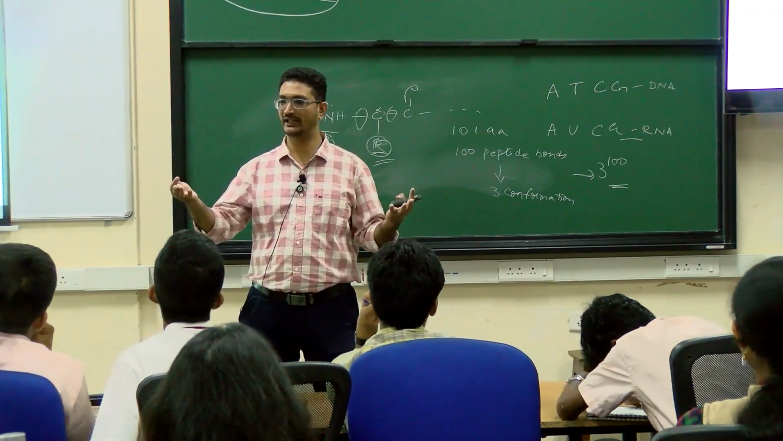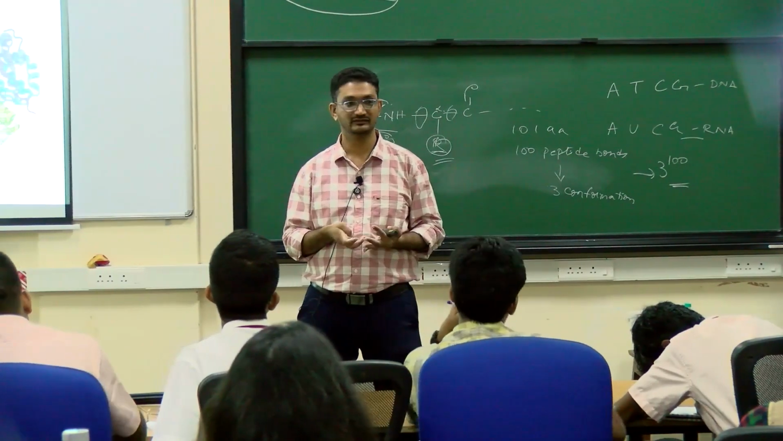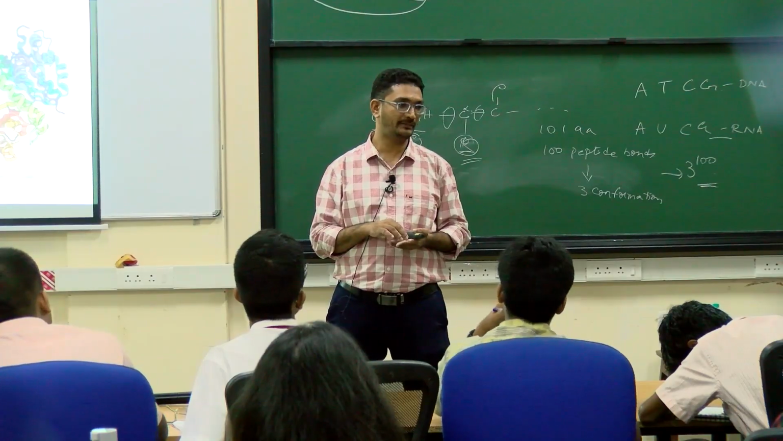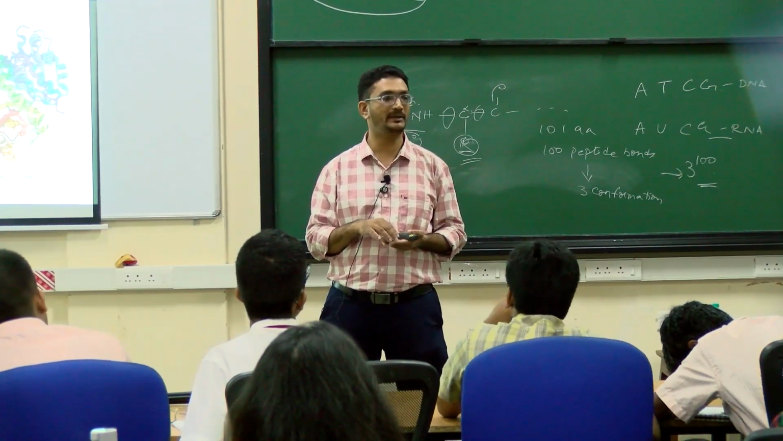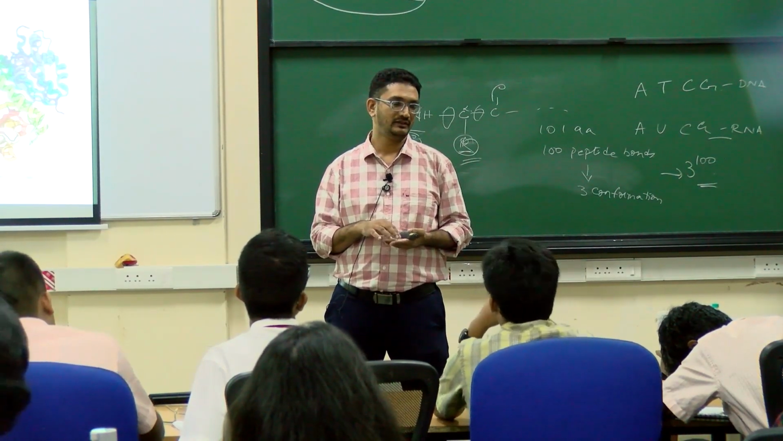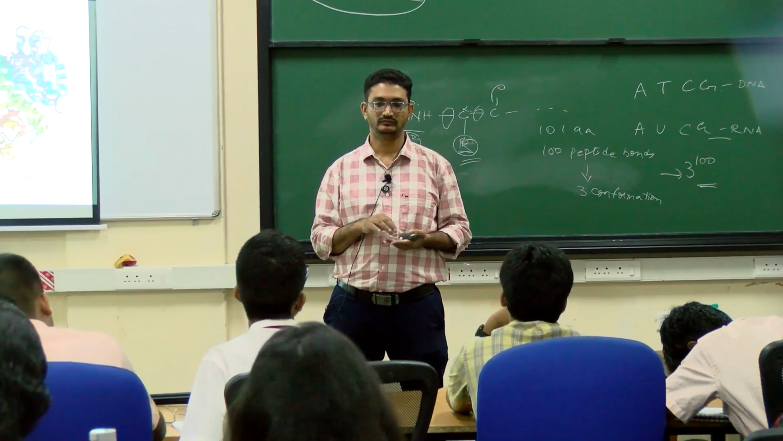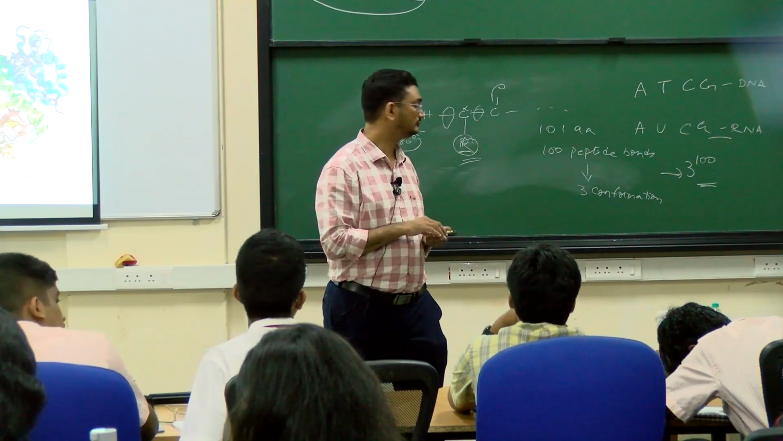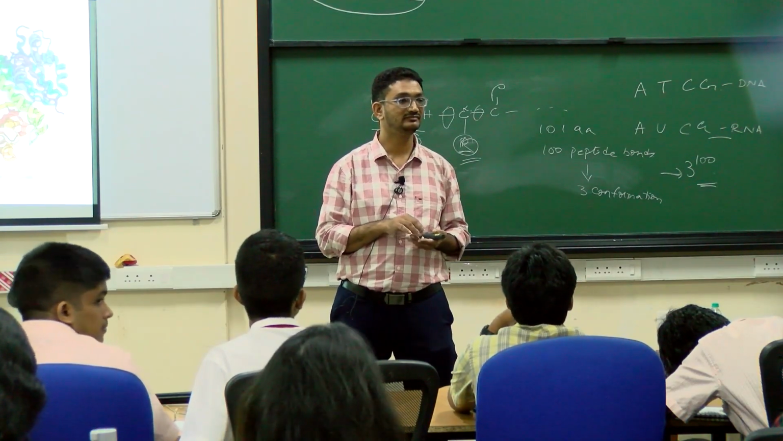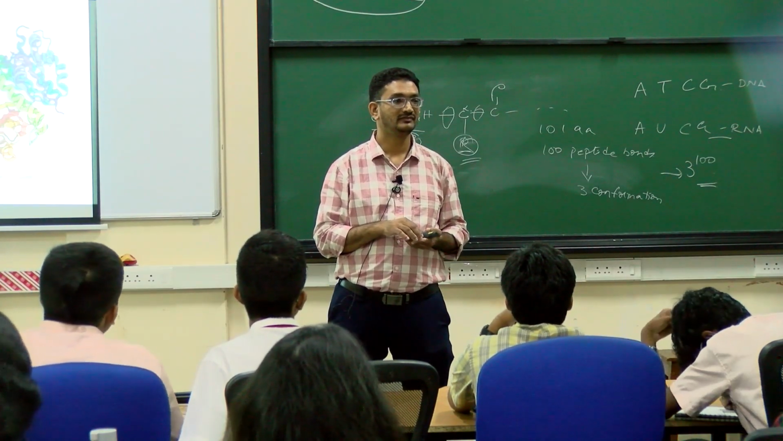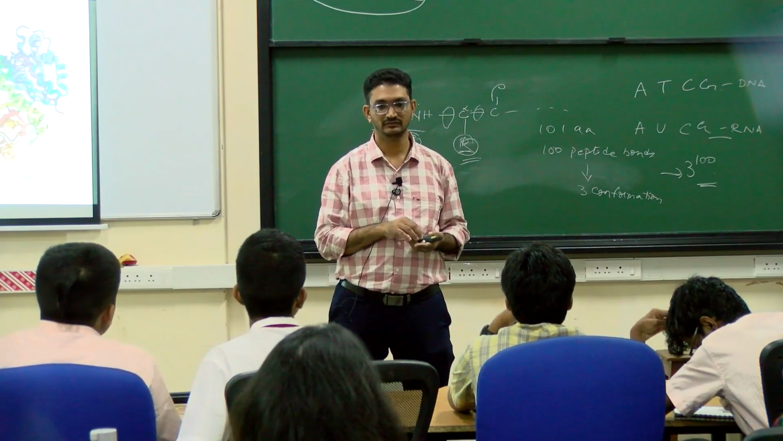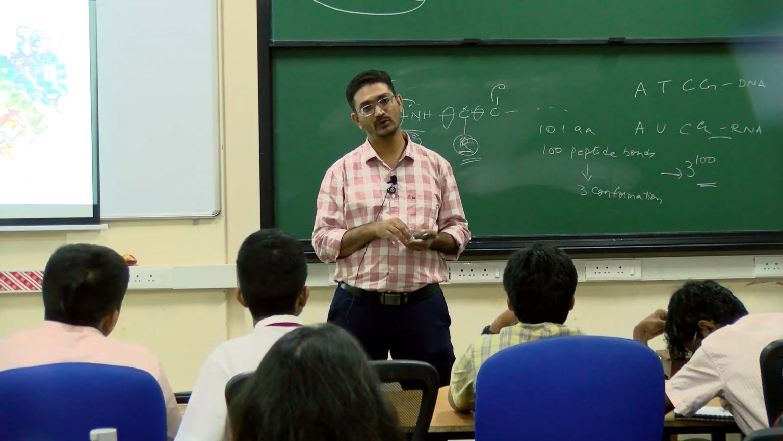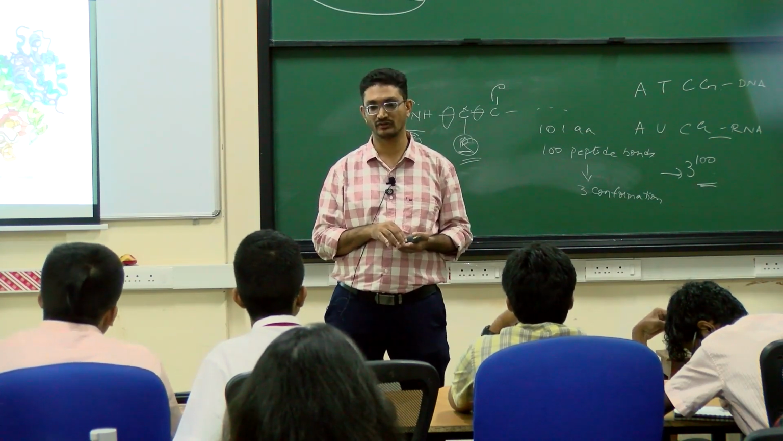I have given you all the information. You just have to do the calculation. 3 per 100 conformations are possible, and each conformation can take around a picosecond. It is a 35 digit number. In terms of seconds it is much more.